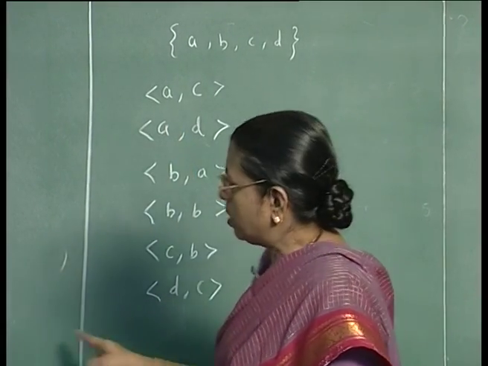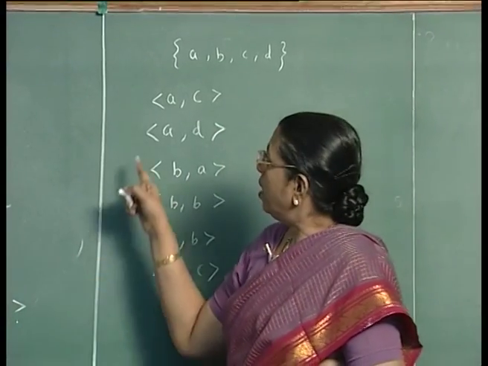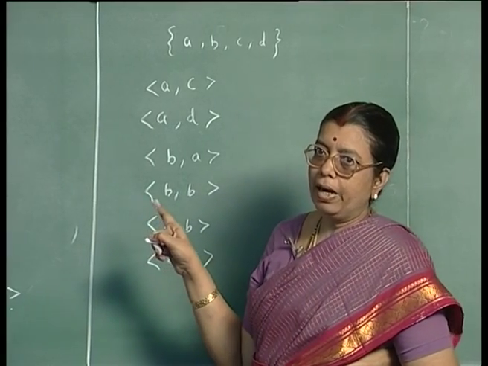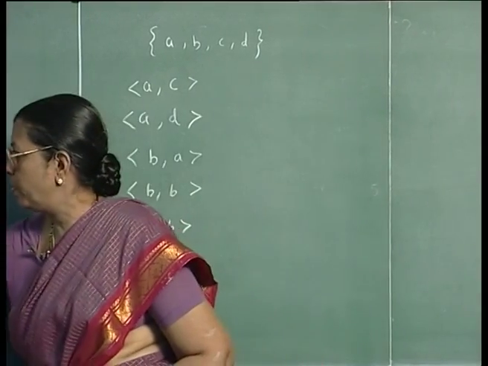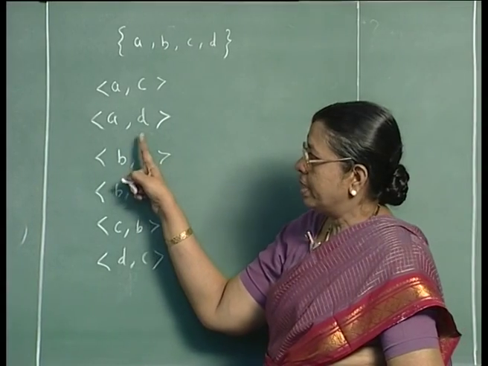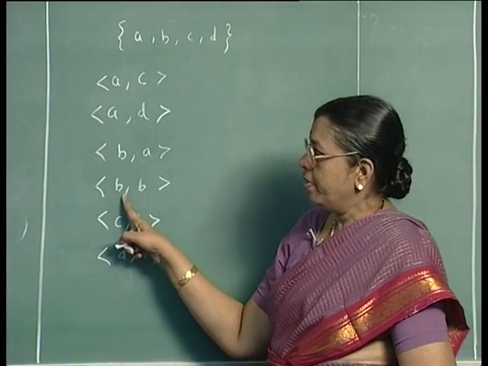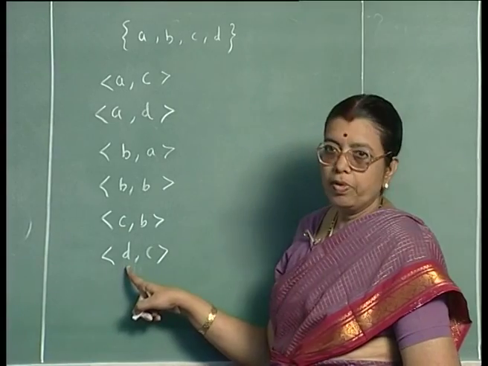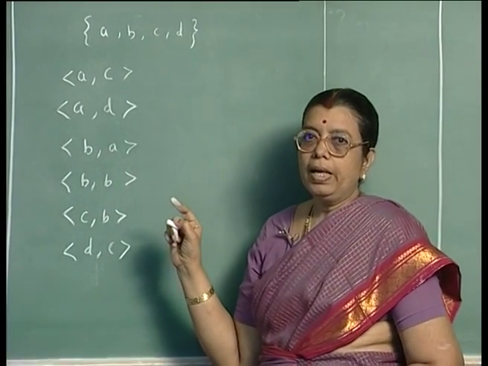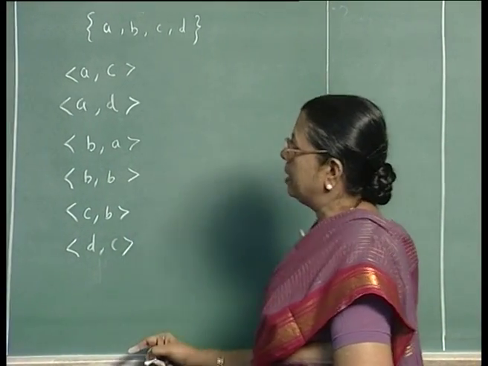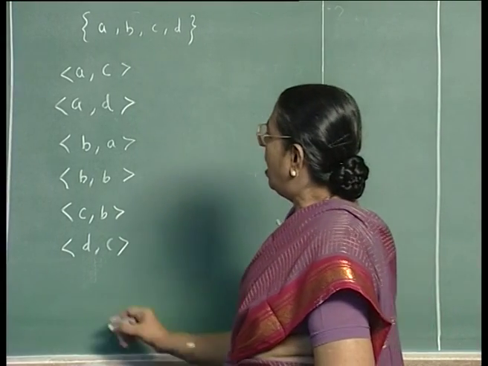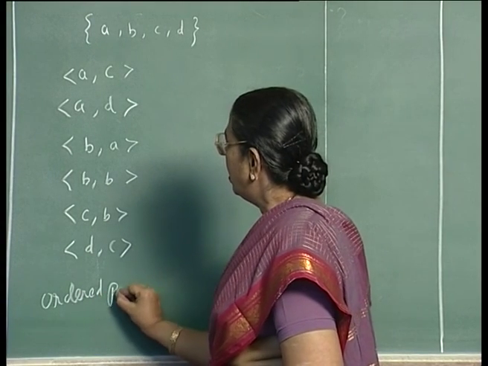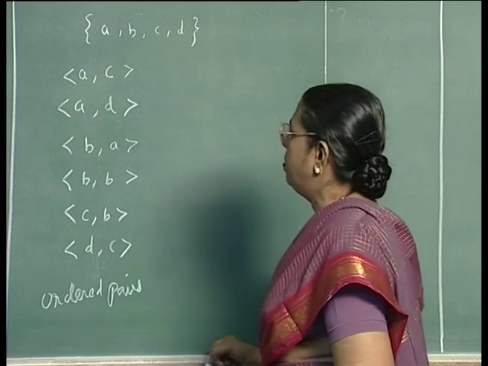And if you see the correspondence between this and the matrix, you are listing the elements row by row, and each element represents an ordered pair in the relation. See, first take the first row: A to C, A to D you have; then the second row: B to A, B to B you have; then C to B you have, the third row; and the fourth row, D to C you have. You represent them like this. There is one more method of representing this. So this is ordered pairs, and you list all the ordered pairs.